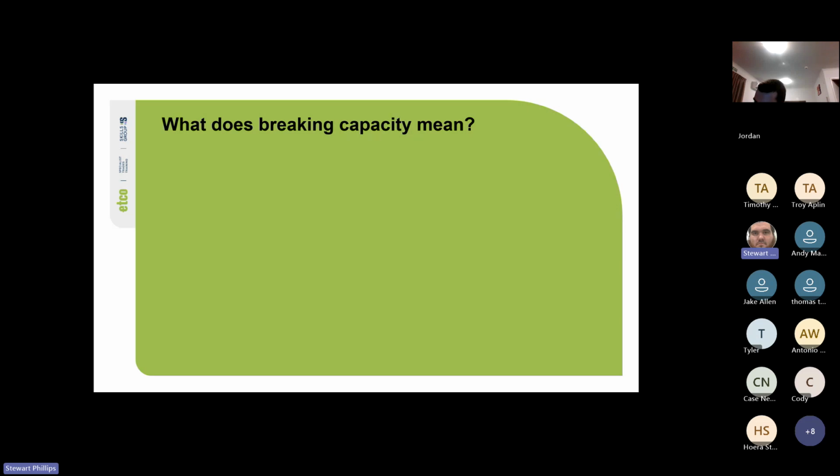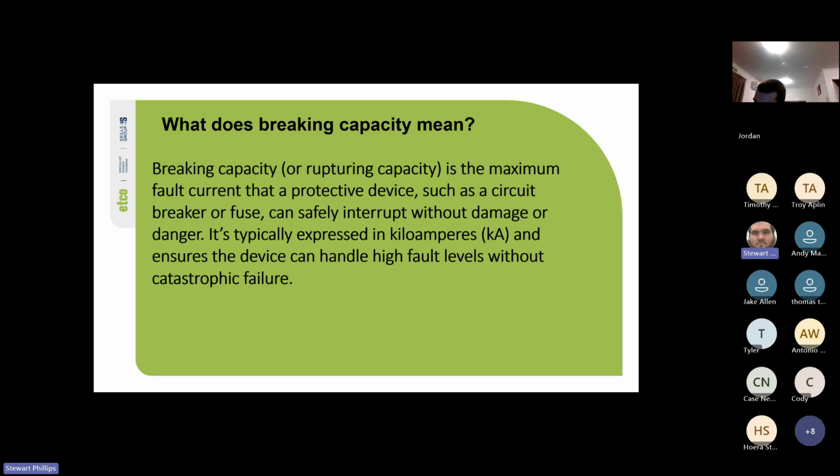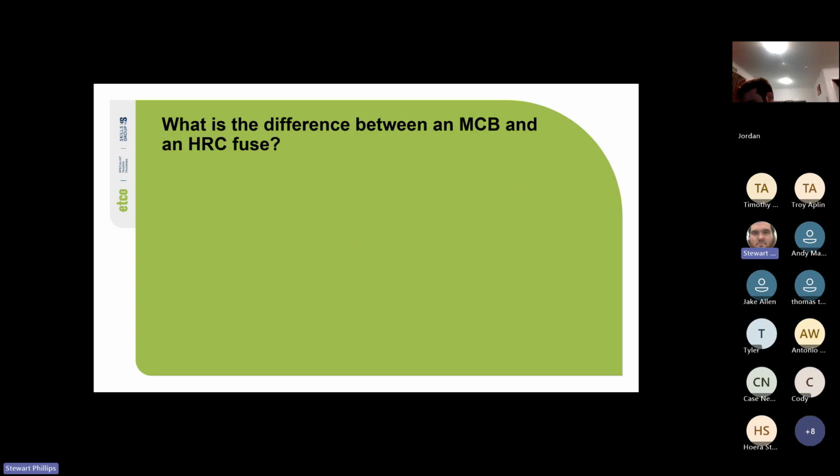Some interesting answers there. Breaking capacity, or we sometimes use the term rupturing capacity, is the maximum fault current that a protective device such as a circuit breaker or fuse can safely interrupt without damage or danger. It's typically expressed in kiloamperes, kA, and ensures the device can handle high fault levels without catastrophic failure. So it's the maximum current you can pass through a fuse or a circuit breaker without it exploding, basically. What is the difference between an MCB and an HRC fuse?